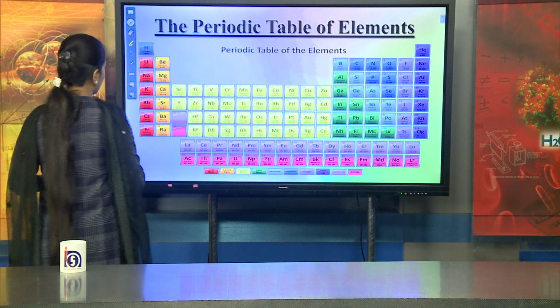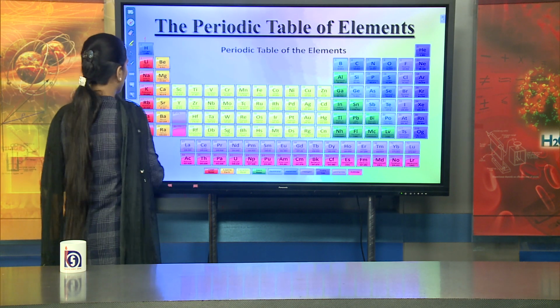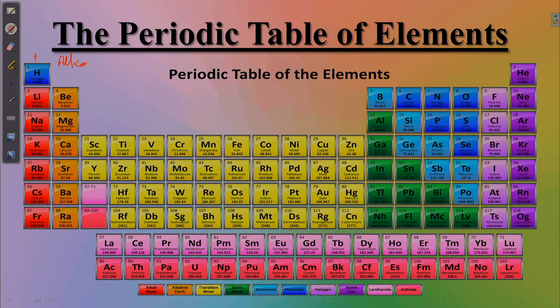So basically, first group elements are known as alkali metals. The second group elements are known as alkaline earth metals. And these D block elements are known as transition elements. And these green color elements are basically basic metals, and these blue color elements are known as non-metals.